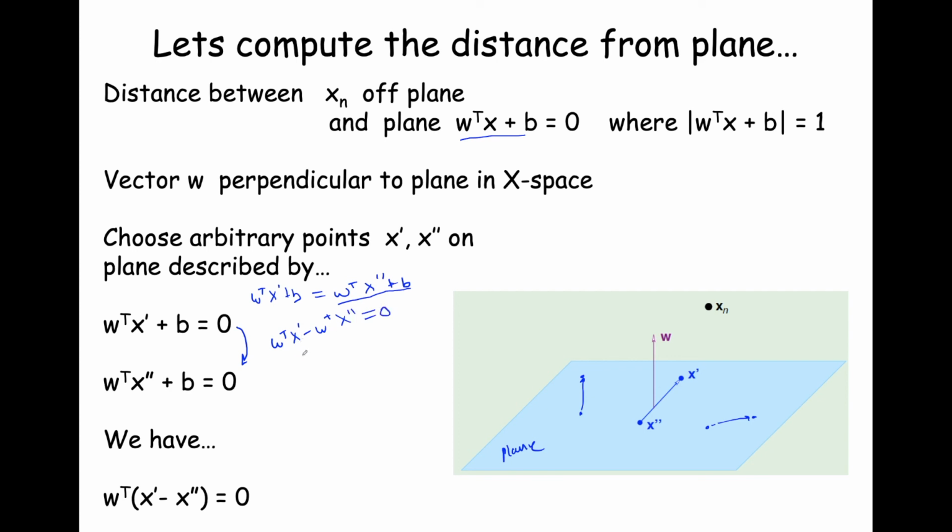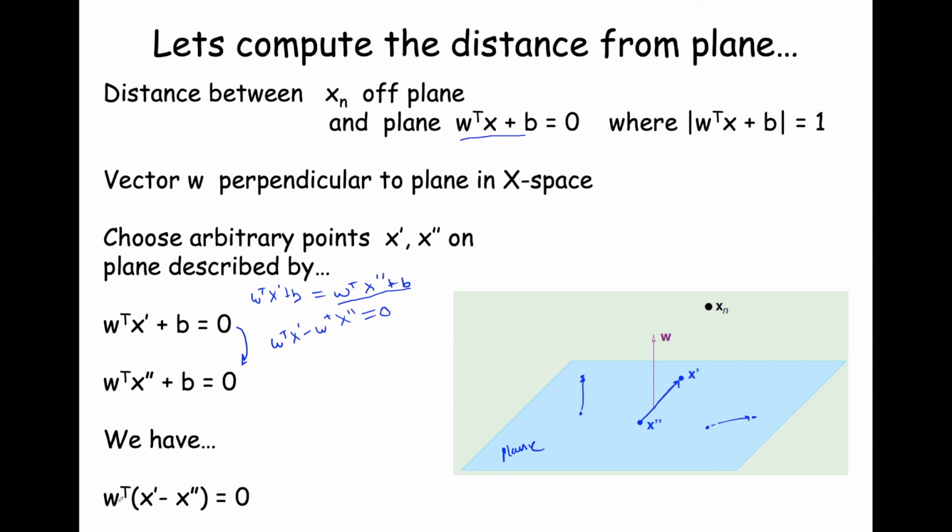So we can factor out this common W transpose, left multiplied. And if we do that, that gives us this expression. W transpose times x prime minus x double prime is equal to 0. So if we look at this expression, well, we have W, all right? We have x prime minus x double prime. What is x prime minus x double prime? It's the line that connects x double prime to x prime. So there's that line. That's any line on the plane.